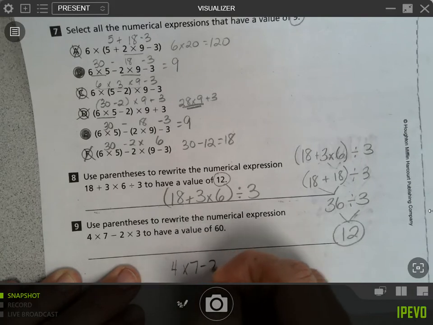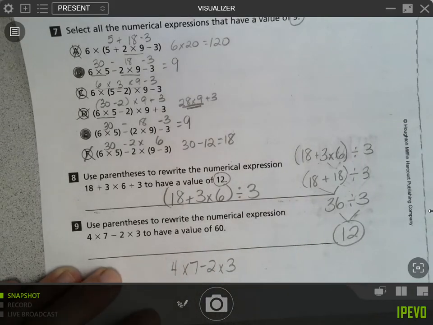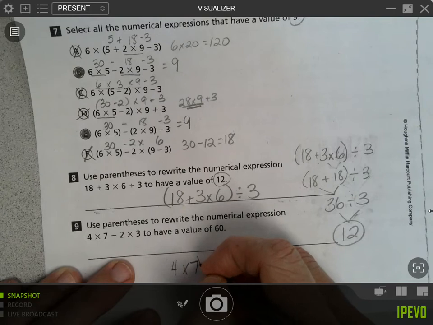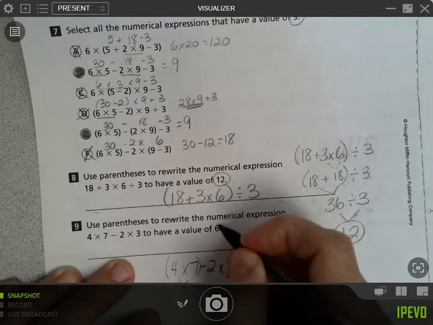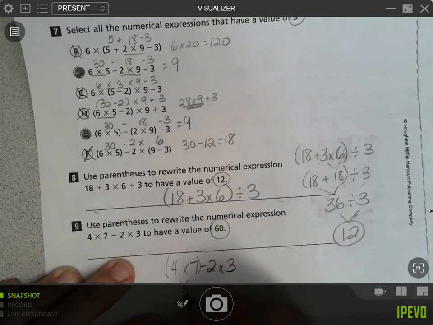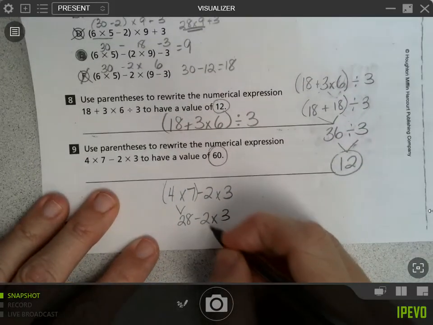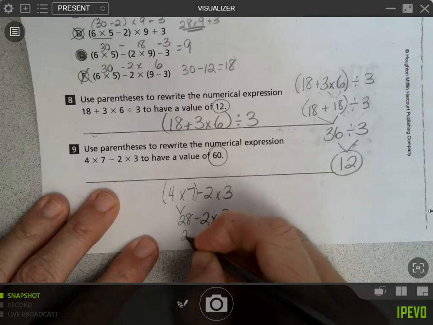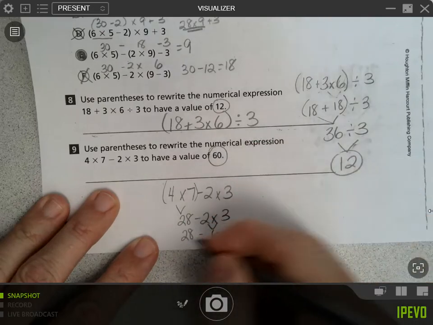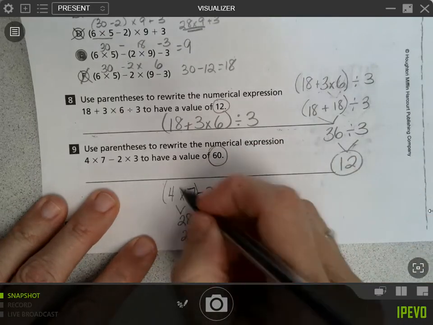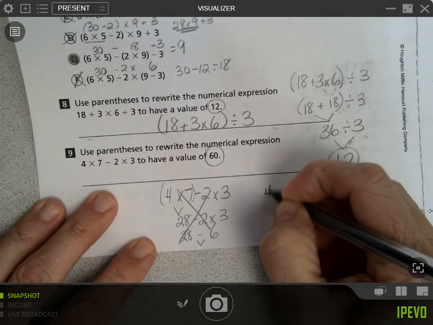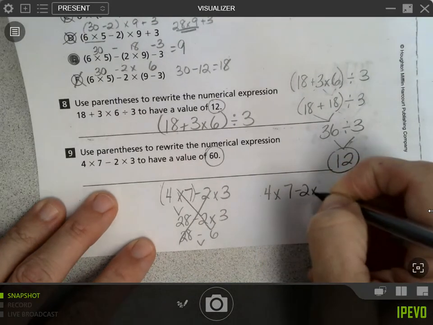4 times 7 minus 2 times 3. Again, I'm just going to start at the front. If I do 4 times 7, let's see, I'm going for a value of 60. 28 minus 2 times 3. 2 times 3 is 6. Minus 28. Oh, I'm not going to get to 60 that way. No good. 4 times 7 minus 2 times 3.